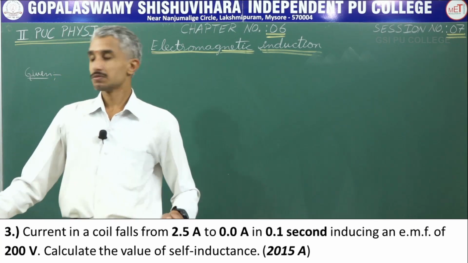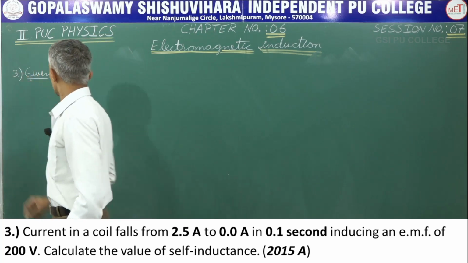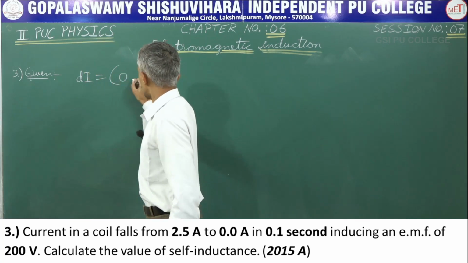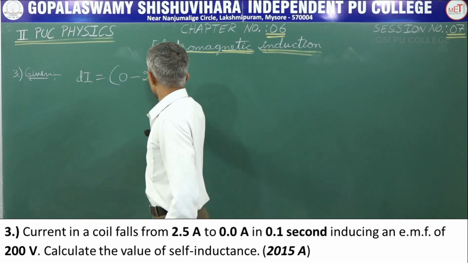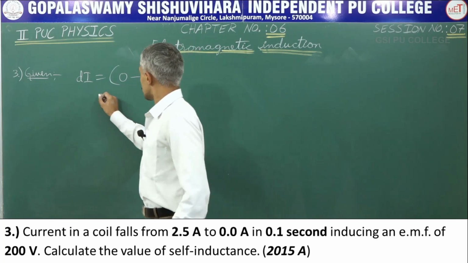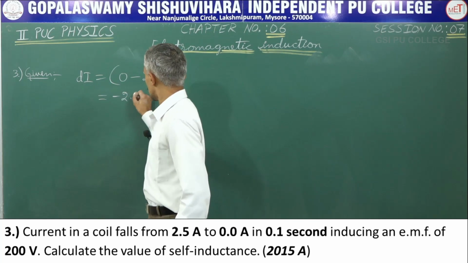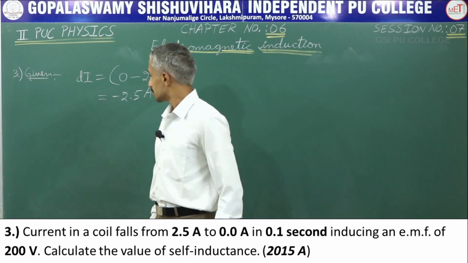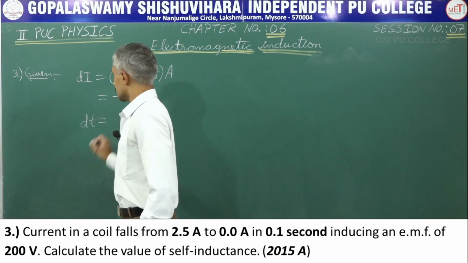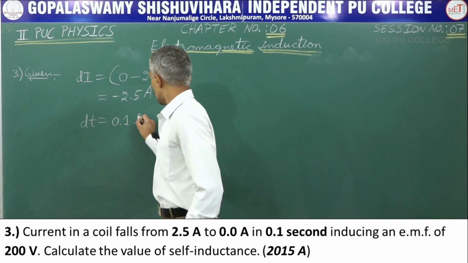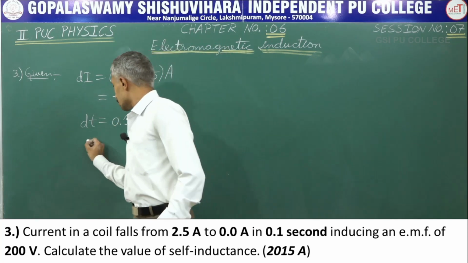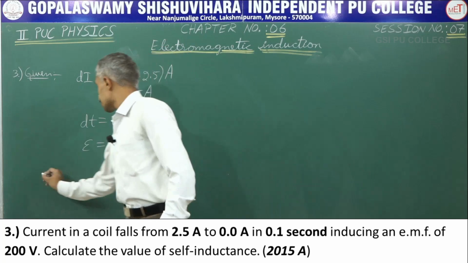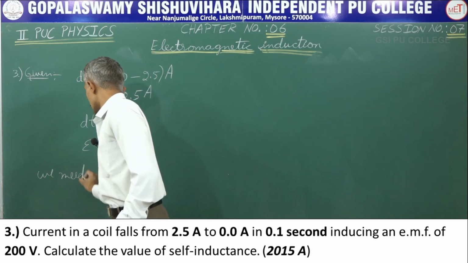So what are the data given? Third numerical. They are given the change in current. The final value is 0, while the initial value is 2.5 ampere. So the change in current is minus 2.5 ampere. Minus indicates that the current has decreased. The time taken for this is 0.1 second. They have also given the self-induced EMF, 200 volt. We are supposed to find the inductance of the coil.